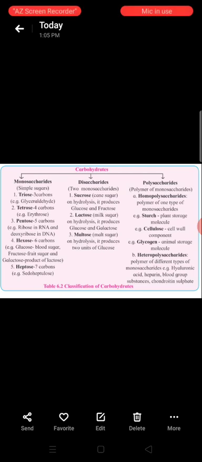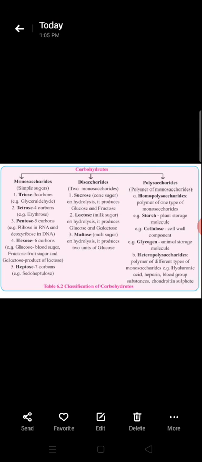For example, starch, present in plants as a storage molecule. Second example, cellulose, present in plants in the cell wall. The cell wall is made up of cellulose in the case of plants. Next, glycogen, present in animals as a storage molecule. So these are the homopolysaccharides.